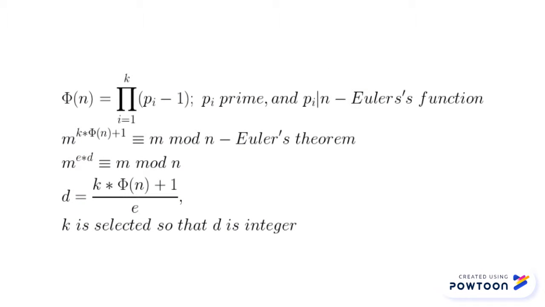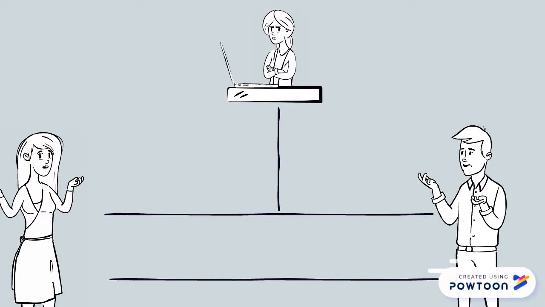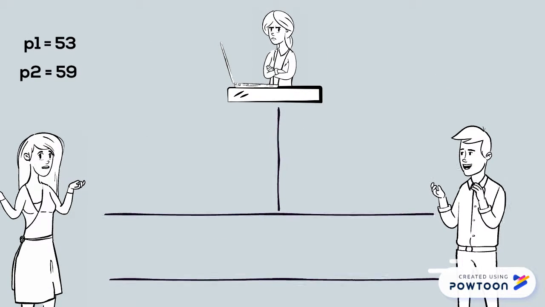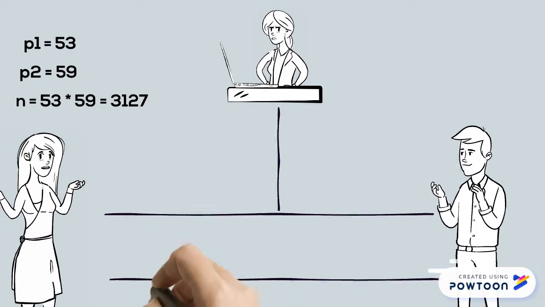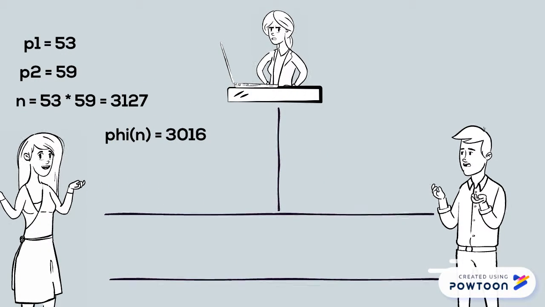Mathematically, we will also use Euler's function, which counts the positive integers up to a given integer n that are relatively prime to n. Using Euler's formula, we deduce d. So, going back to our characters. Firstly, Alice uses two randomly generated prime numbers and multiplies them in order to obtain n. Then, she calculates phi(n), which is easy to compute because she knows the factorization of n.